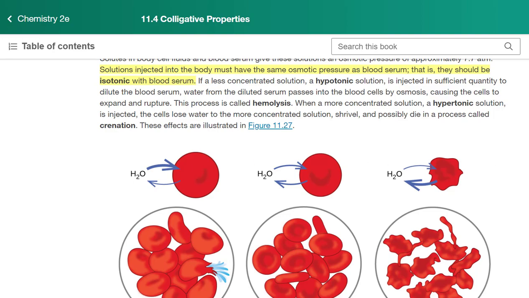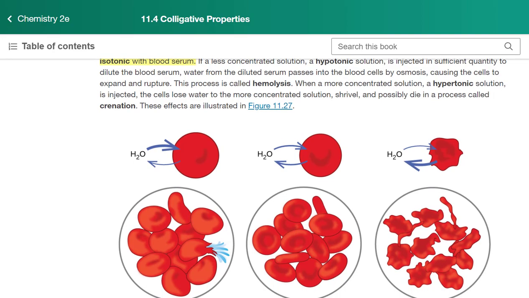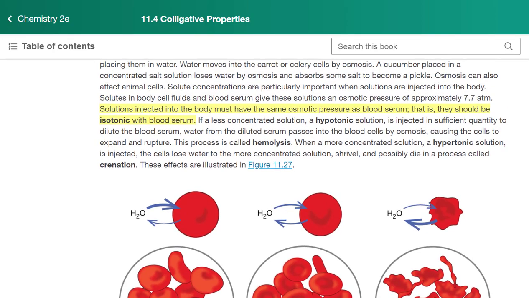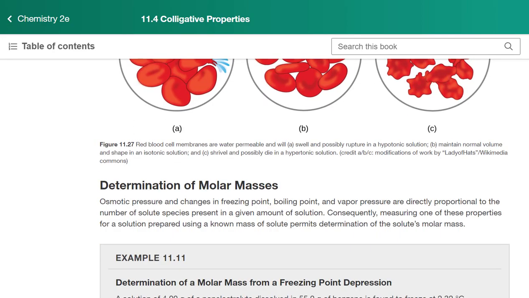You could have the opposite problem. Let's say you have a very salty solution that is injected into the body. In that case, you're trying to dilute that solution down by pulling water out of the red blood cell. So that's called a hypertonic solution. What happens there is that then the red blood cells are going to shrivel up, and that is bad. So what you really want is exactly the same concentration. So an isotonic solution, both inside the blood cell and outside, of the same osmotic pressure. Okay, so that would be what would be helpful there.